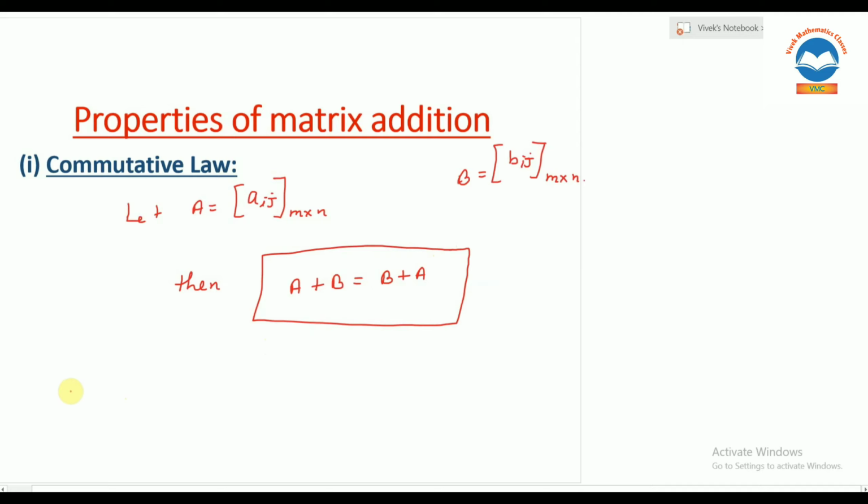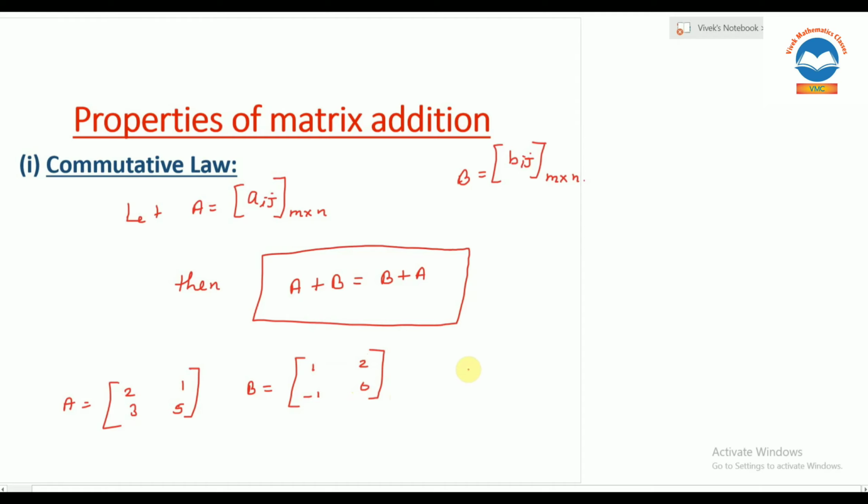Okay, let's take one example here. Let's say the A matrix I am taking as a small 2 cross 2 matrix only. I will take 2, 1, 3, 5. And the B matrix, the order should be the same. So 1, 2, minus 1, 0.